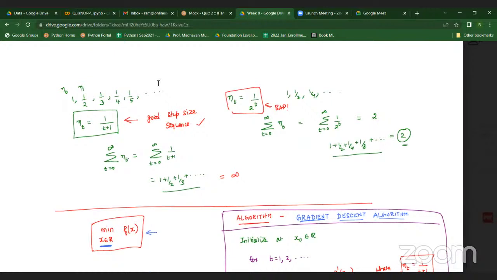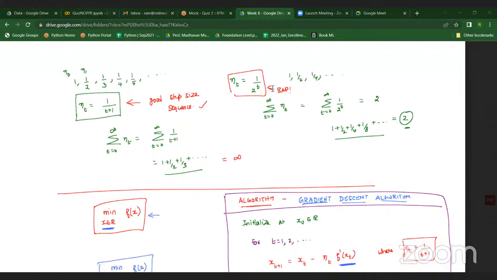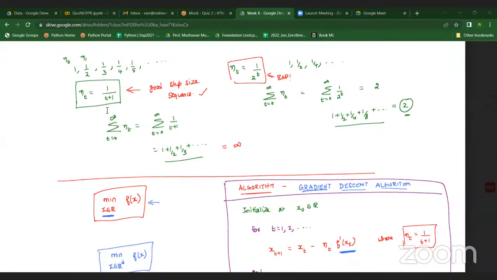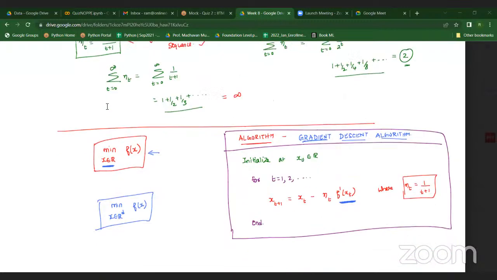Clear? So it should not be reducing too much. 1 by 2 power t is not a good step size. You can choose this 1 by t plus 1 as a step size.